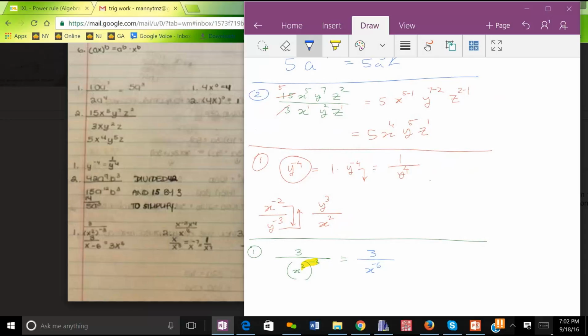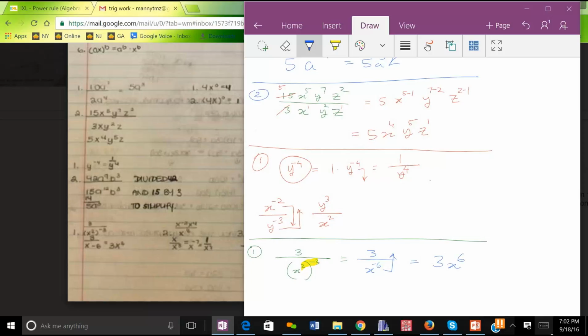So, subtract? No. See, x to the negative 6, right? It's not positive. That means what? It needs to go back to Canada and become positive, right? It goes up. 3x to the 6. Get it?